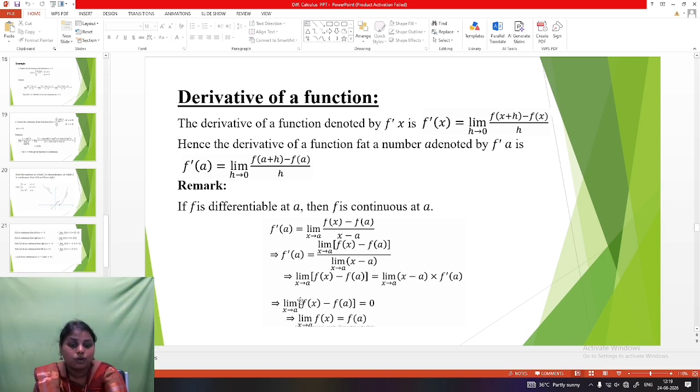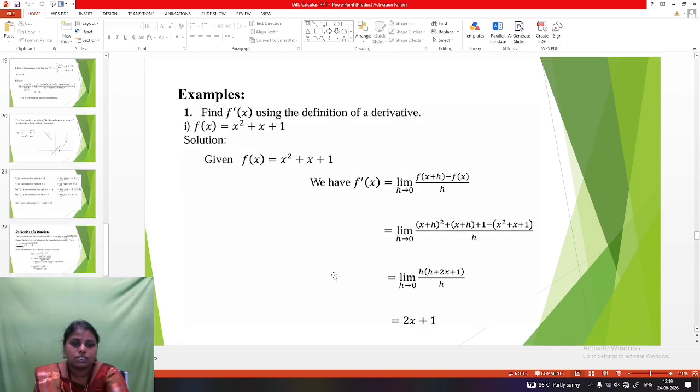Limit is applied only for the x value. F of a is a constant value, so neglect it. Limit x tends to a of f of x minus f of a. So minus is replaced to plus on the right side value. So the answer is limit x tends to a of f of x equals f of a. The limit of the function exists and the function is continuous also. So it is a derivative concept.